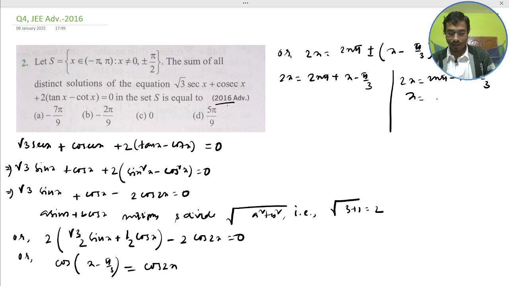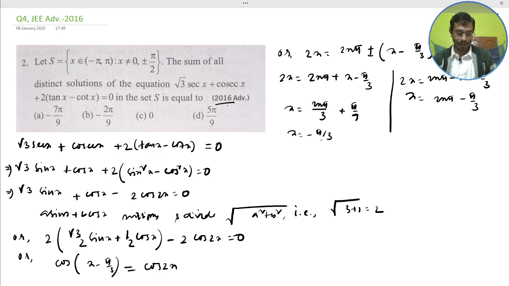So here x would become what? 2n pi minus pi by 3, and here 3x would become 2n pi plus pi by 3, so x would become 2n pi by 3 plus pi by 9. So the solutions would be x equal to minus pi by 3, one, pi by 9, another, minus 5 pi by 9, and another, 7 pi by 9. So you have to find the sum of all distinct solutions.